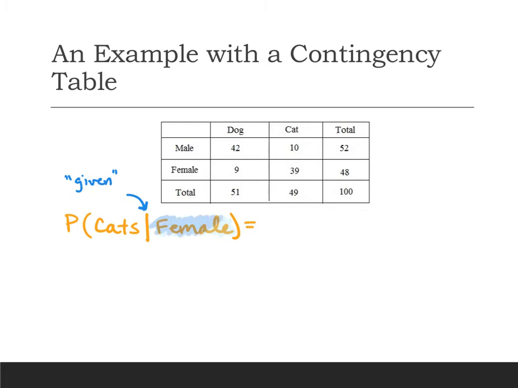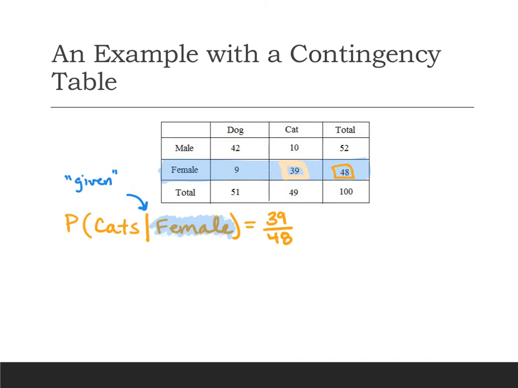There we go. So under this condition, I know that what I'm looking at are the females in the population or in the sample, this group of people. So I no longer care, for the sake of this probability question, about the males. I really only care about, of the females, what's the probability that they like cats? Well, that's going to be 39 females who like cats out of a total of 48 females. Those are the only numbers I'm going to look at.